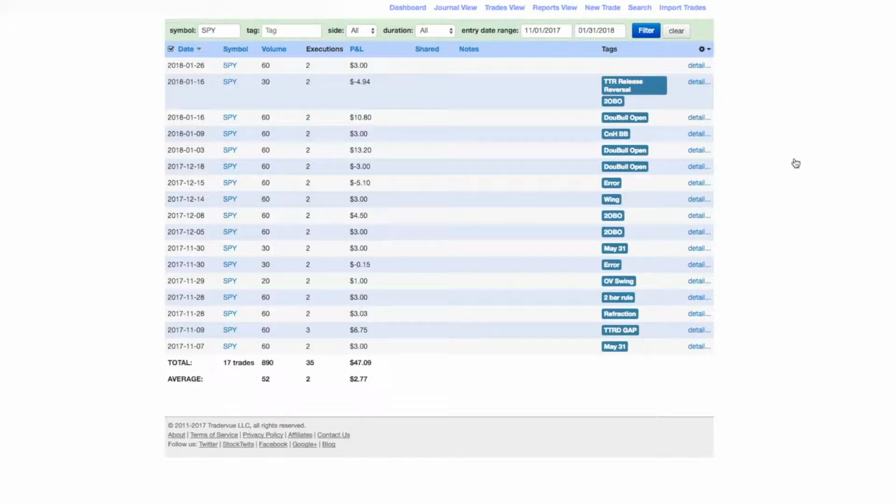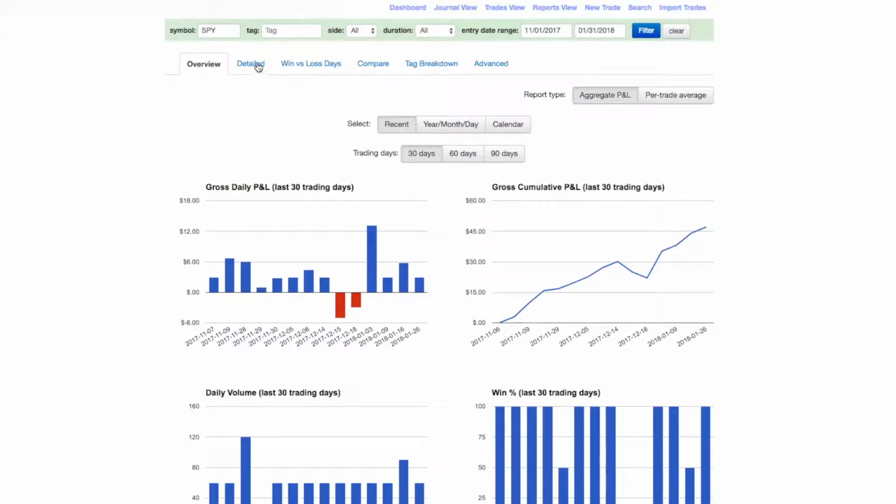And if we take a look at TraderView up until January 31st, I've made a total of $47.09. That's before commissions, with an average of $2.77 per trade. So if we look at reports, this is the profit curve so far, which is pretty good.